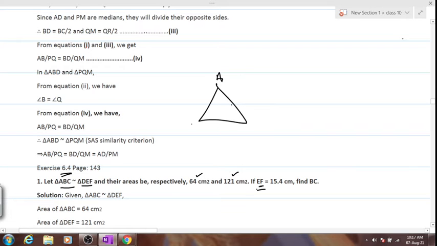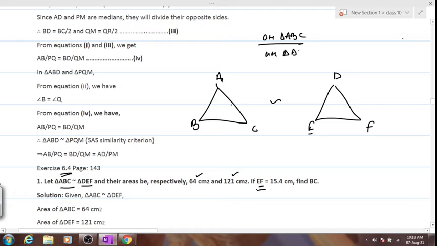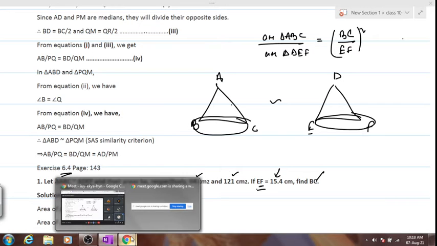So if we have a triangle ABC and a triangle DEF, the ratio of the areas has been given, and they have already told that they are similar to each other. So area of triangle ABC divided by area of triangle DEF equals what? Depending on the situation, we'll choose any one condition. EF has been given, so we'll take the corresponding sides as BC, and we are also asked to find BC. So it will be BC by EF whole square. Is there any query in this question?